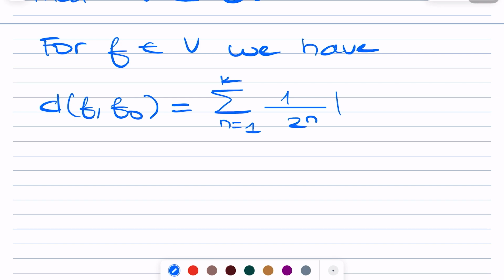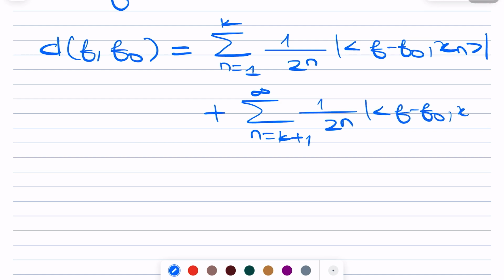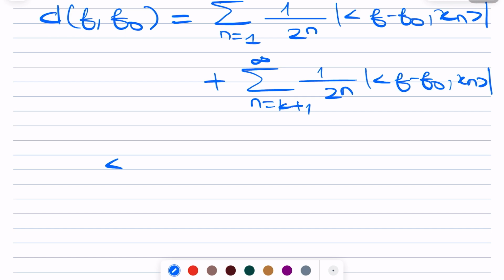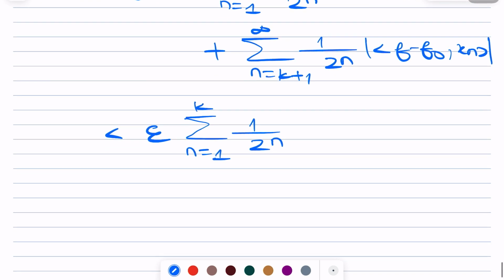The value of F minus F0 at xn, plus the summation over n, now moving from k plus 1 to infinity, of 1 over 2 to the power n times (F minus F0) at xn. So now this is actually strictly less. Remember, F is actually in V, so this is strictly less than epsilon times the summation of 1 over 2 to the power n, moving from 1 to k, right? So this we all agree.